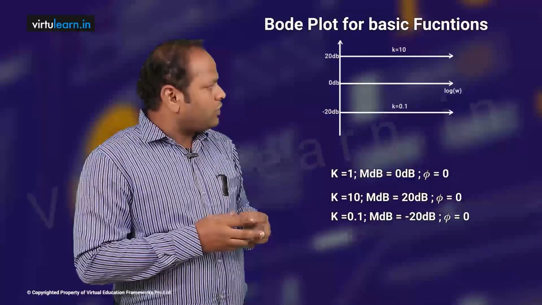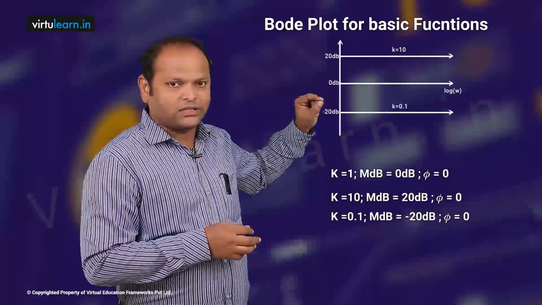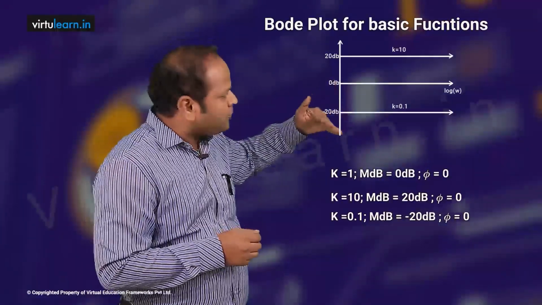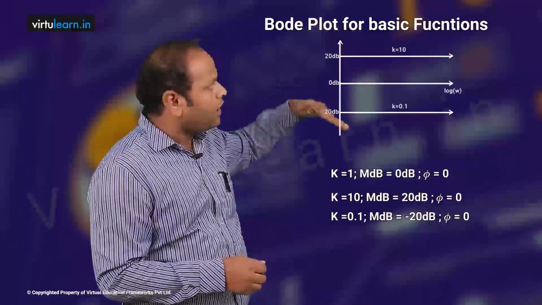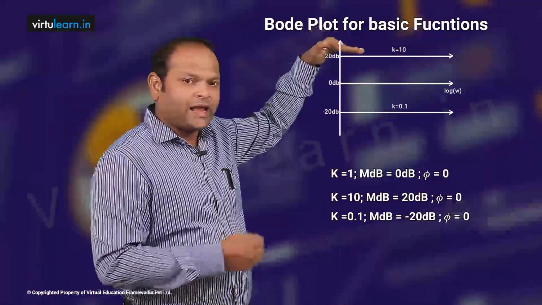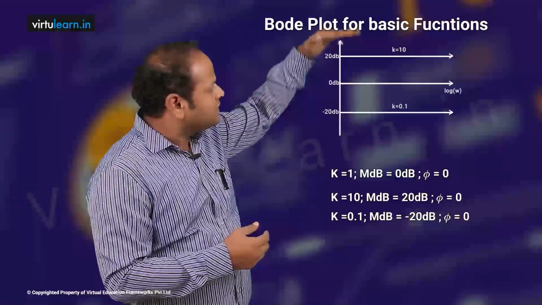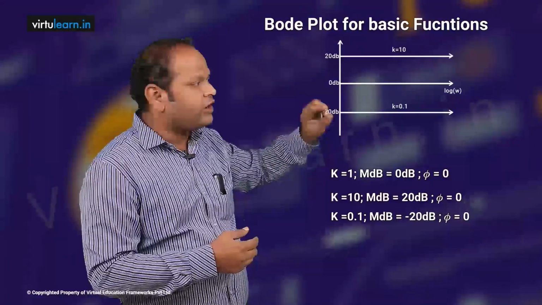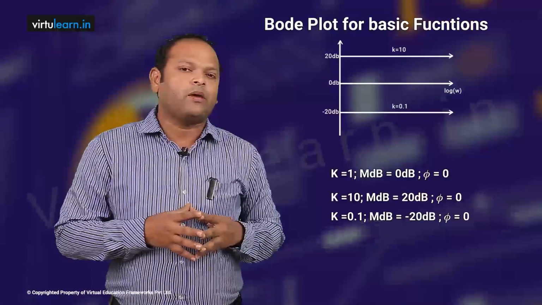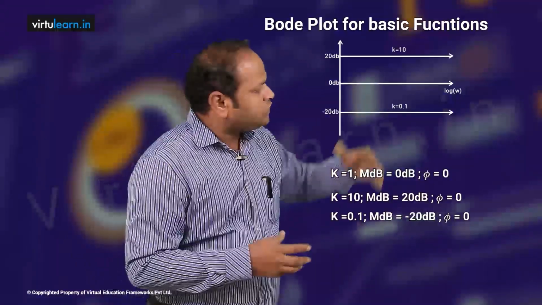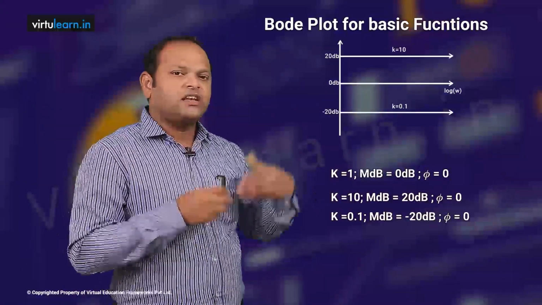So what we can conclude here is, if you have only the K parameter in the transfer function, if K is increasing, the magnitude plot is shifting upwards. When K is decreasing, the magnitude plot is shifting downwards. This variation you will get whenever you vary the parameter K, if you have only K in your transfer function. Then coming to the phase angle, it is 0 degrees.